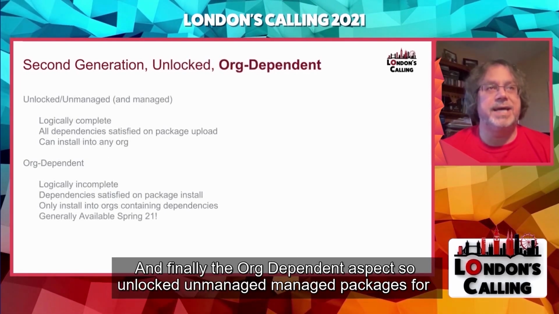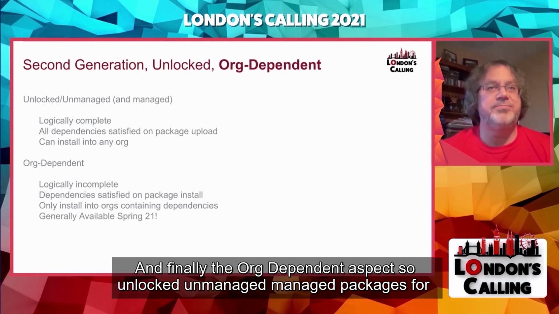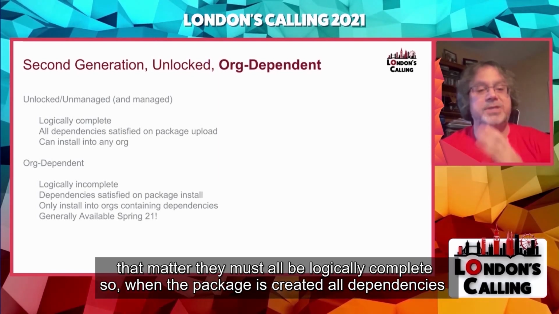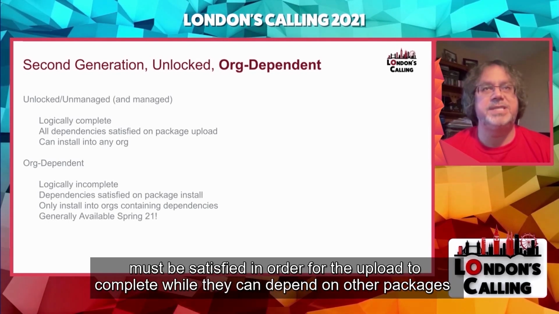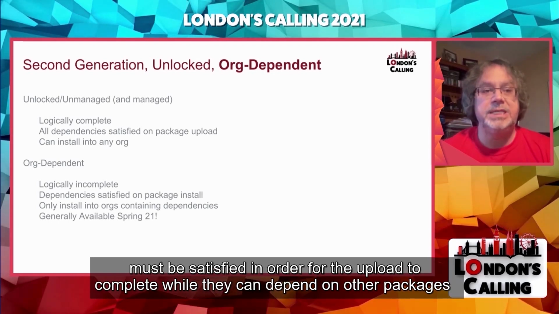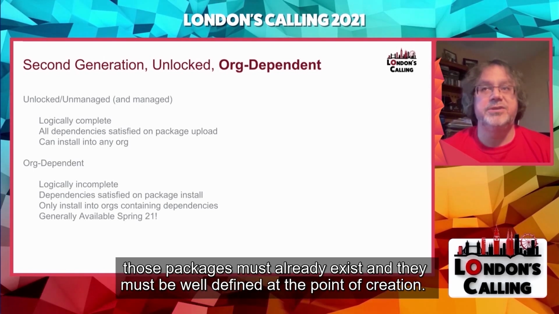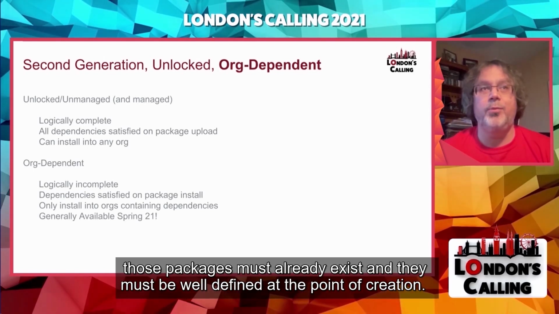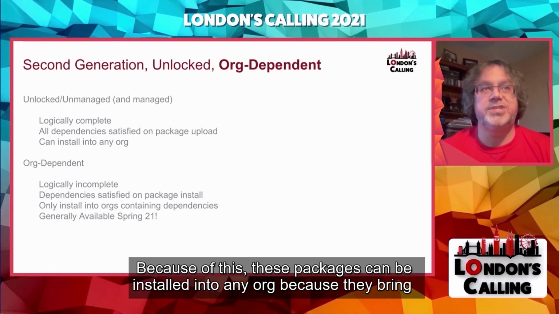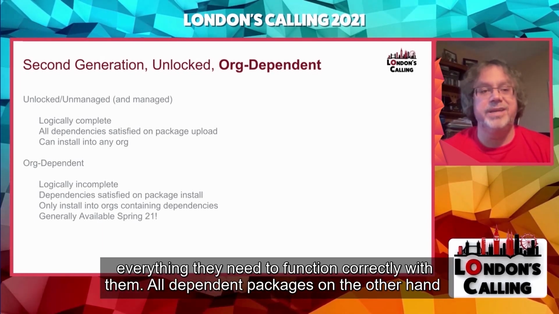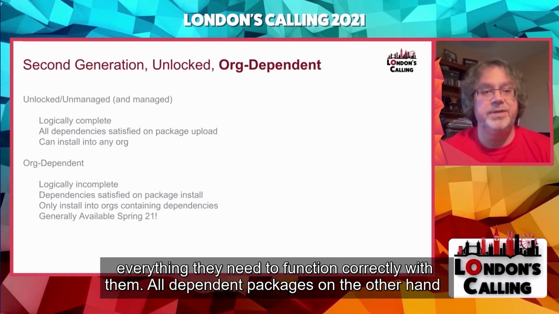And finally, the org dependent aspect. Unlocked, unmanaged, and managed packages for that matter, must all be logically complete. When the package is created, all dependencies must be satisfied in order for the upload to complete. While they can depend on other packages, those packages must already exist and they must be well defined at the point of creation. Because of this, these packages can be installed into any org because they bring everything they need to function correctly with them.